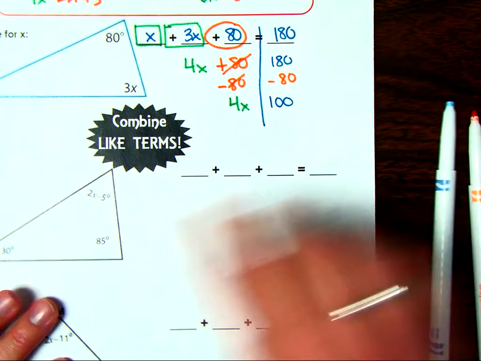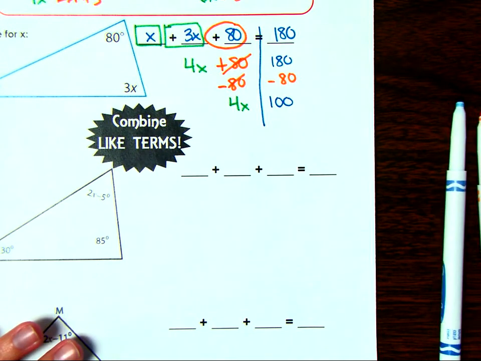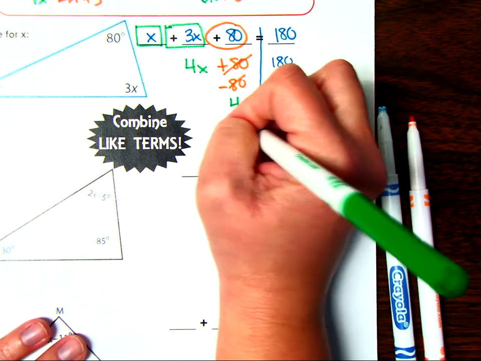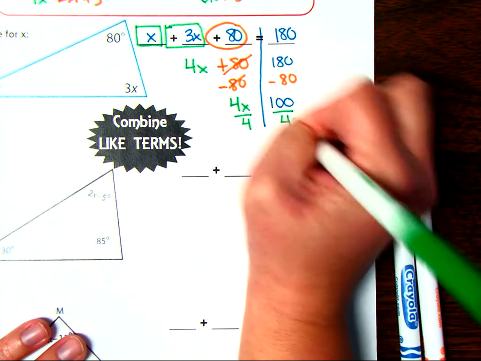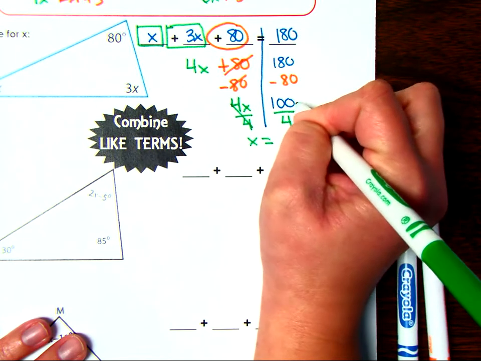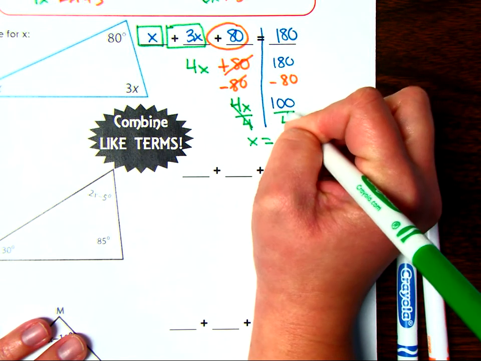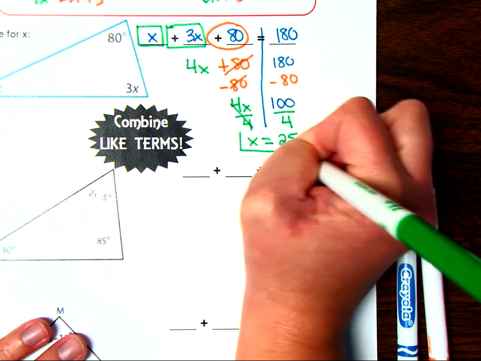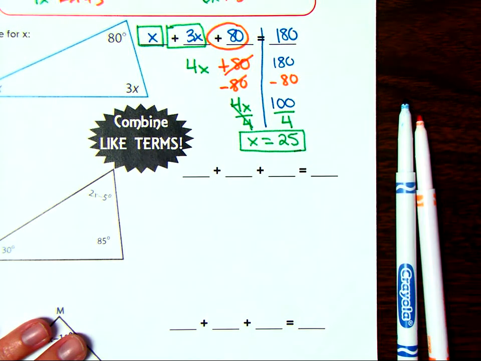So 4 x's are sharing 100. So the opposite of multiply by 4 is divide by 4. So that cancels out. So x is going to be, well, think about money, 100 cents equal to 4 groups, that's 25 cents. You can do the long division as well, okay?